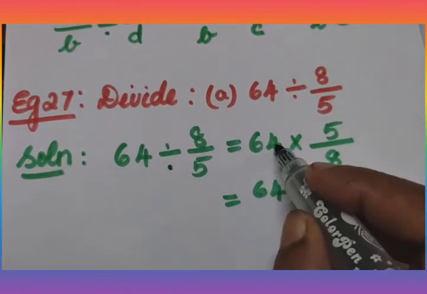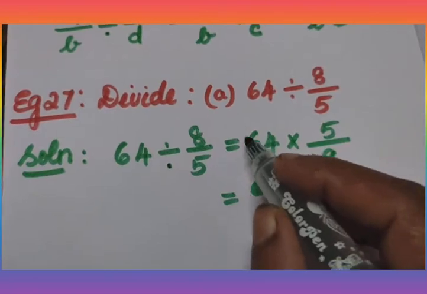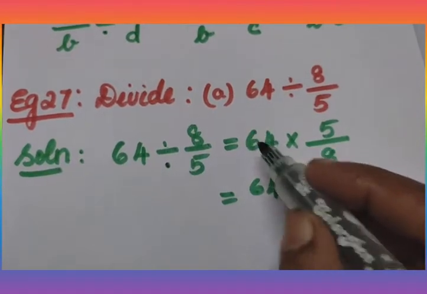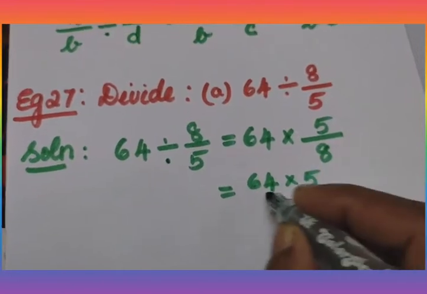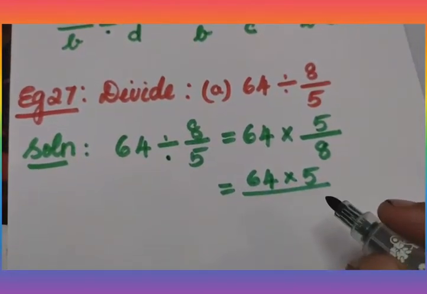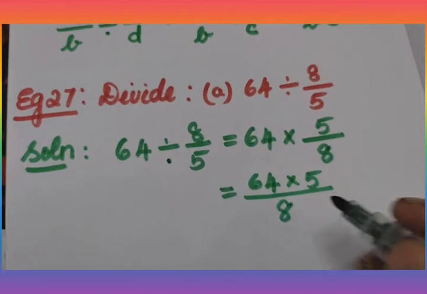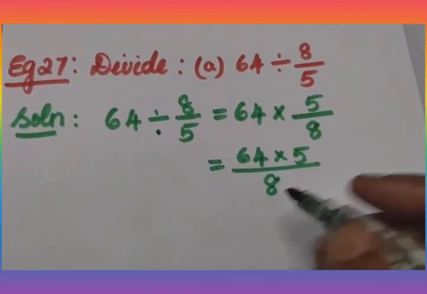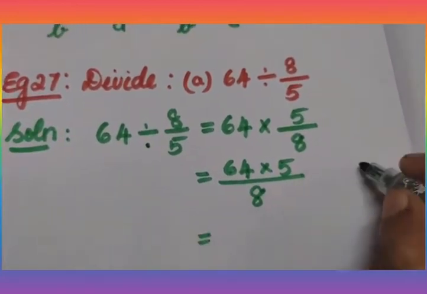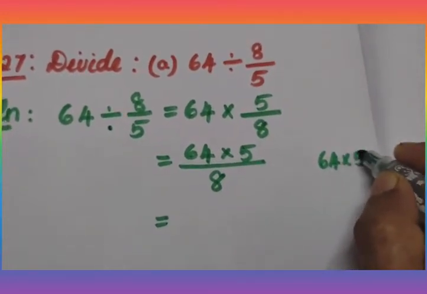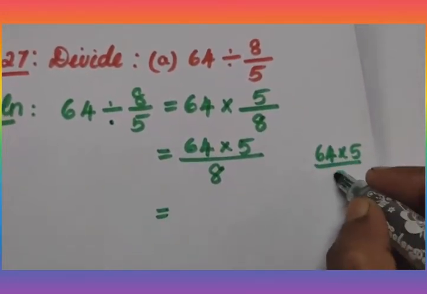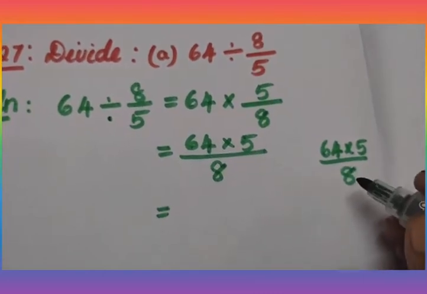Here numerator 64 is a whole number, an integer. So 64 multiplied by 5 is in the numerator part. Okay, in the denominator we have only one denominator, 8. Okay children, so if possible we can simplify this. Before multiplying we can simplify, no problem, we can divide.